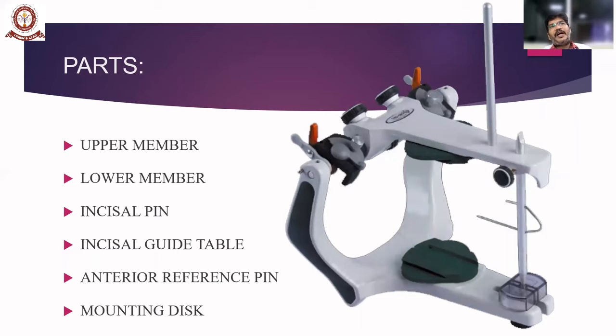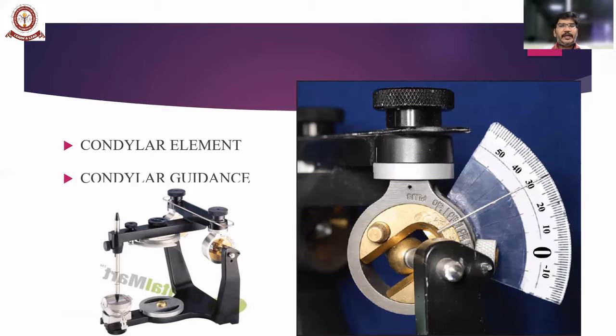So coming to the parts of an articulator. Any articulator comprises of the basic parts. That includes the upper member, the lower member, incisal pin, incisal guide table, an anterior reference pin, and a mounting discs. It also has your condylar element and condylar guidance.